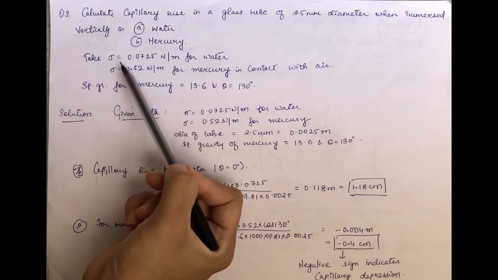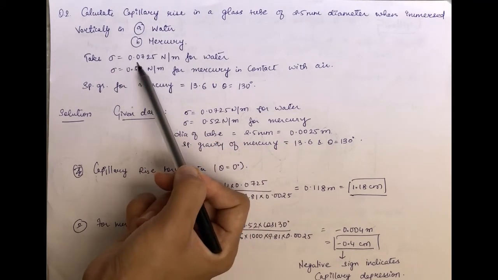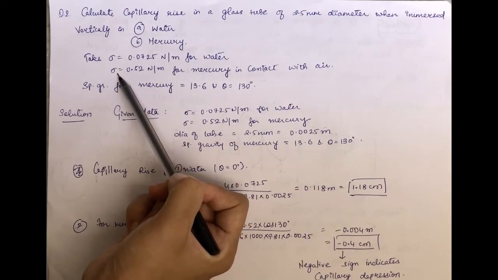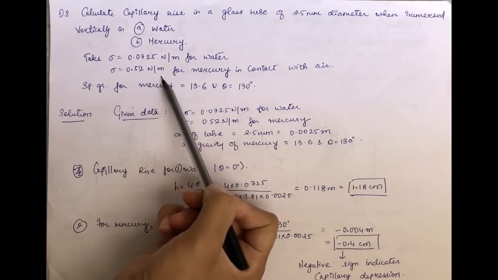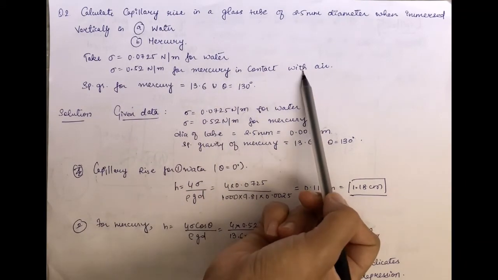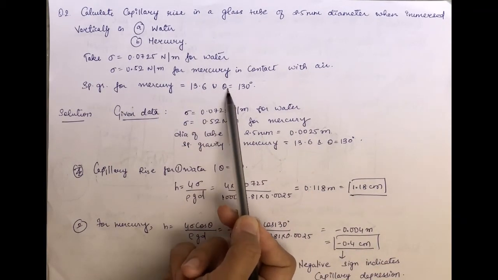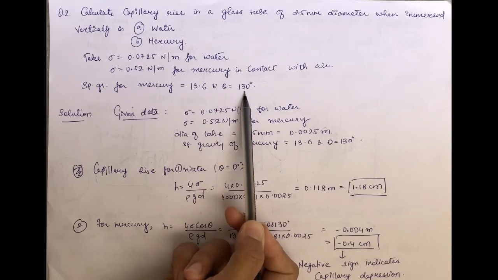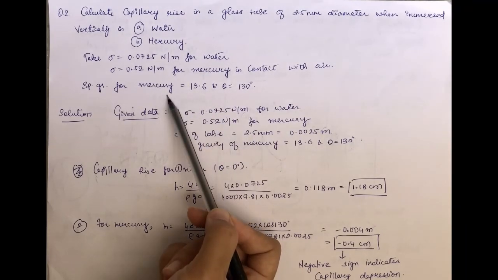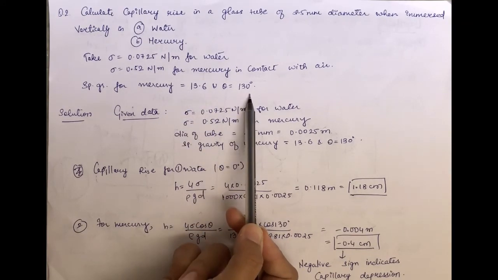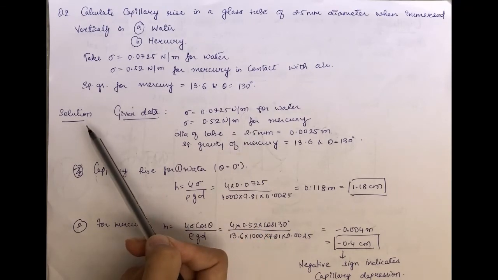Here it is already given that take the surface tension for water as 0.0725 Newton per meter, and take surface tension equal to 0.52 Newton per meter for mercury when it is in contact with air. Specific gravity for mercury is also given, 13.6, and theta is equal to 130 degrees. Students, if the value of theta for mercury is not given, then by default we will take the value 128 degrees as we studied in theory. But here, as the value of theta is given, we will consider that value. So let's begin with the solution.